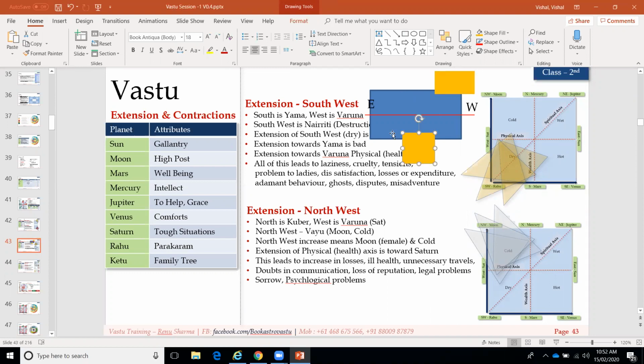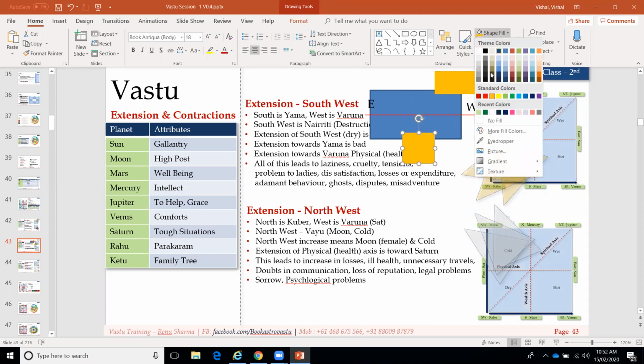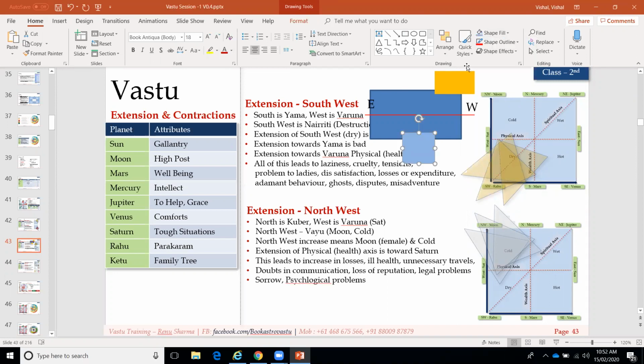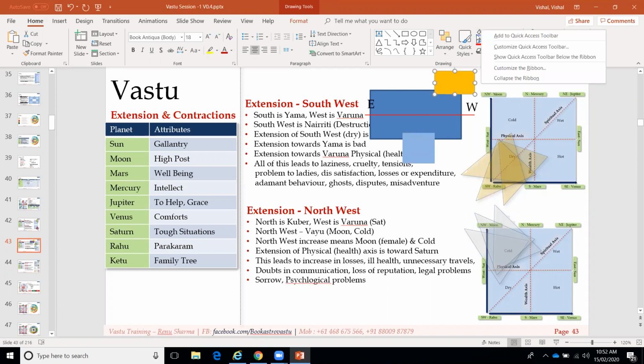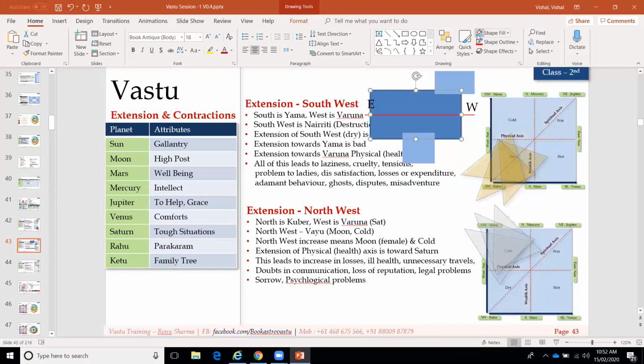So when this happens, if I color code everything as the same, that's extension. They are all part of the same property, right? So that means that zone is extended in that direction. Obviously every extension will have an issue, because there is more energy in some particular zone and less energy in the other zone, because that actually creates imbalance in the other zone.